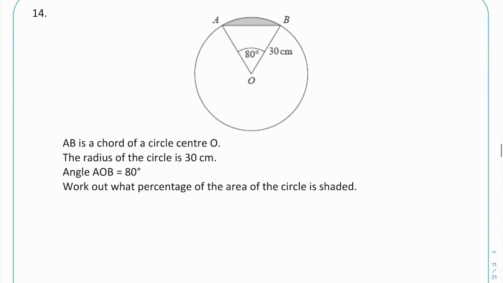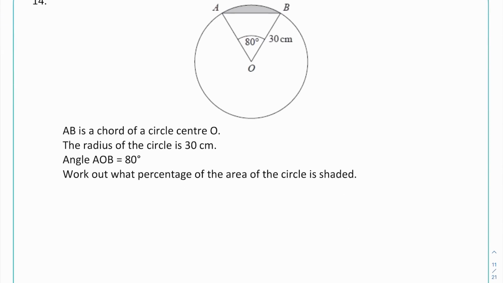On to question 14. Now it says here AB is a chord of the circle centre O. The radius of the circle is 30 centimetres and angle AOB is 80 degrees. That's all shown on the diagram. Work out what percentage of the area of the circle is shaded.